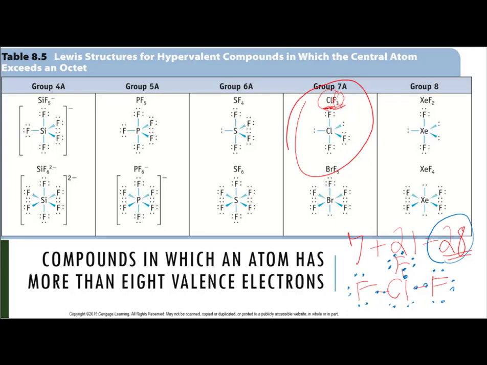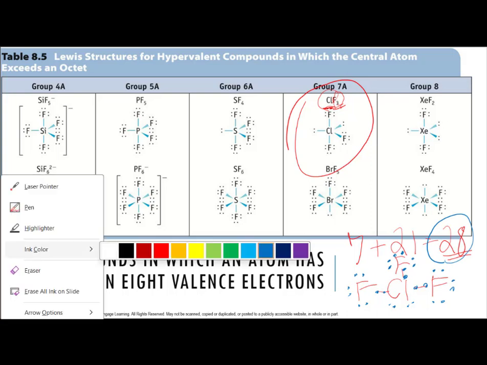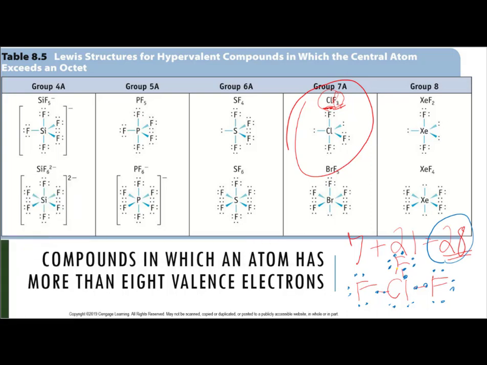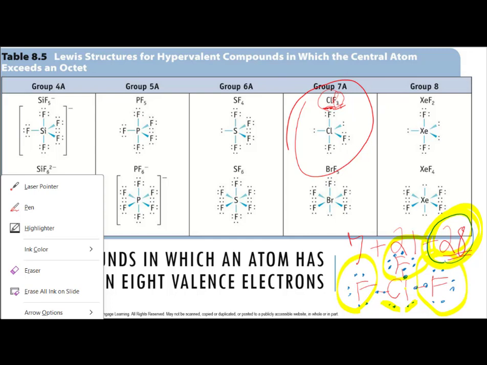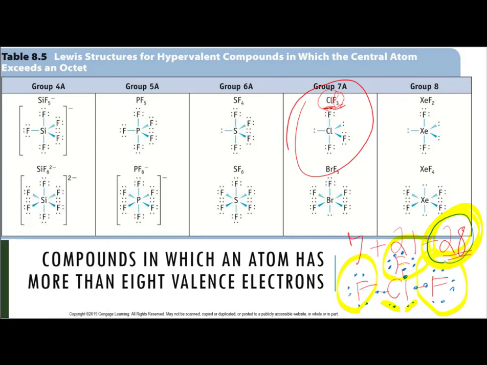That would give me 28 electrons, but notice that I have 2 sets of lone pairs around this chlorine, and it's okay because I have to have 28 electrons accounted for. All of my fluorines are full with 8. And it's okay that this chlorine has 2, 4, 6, 8, 10 around it. So it has an expanded octet.